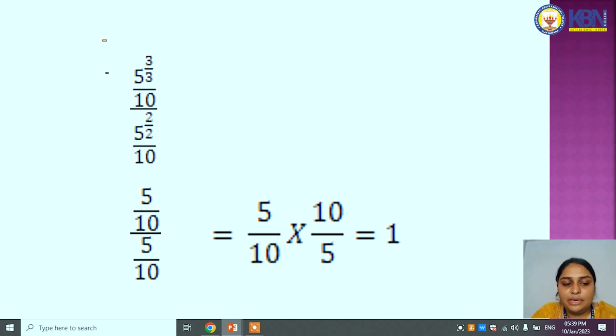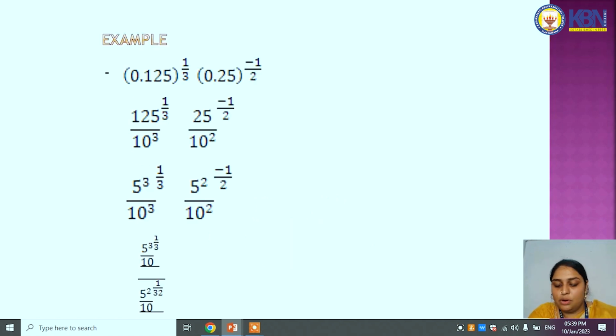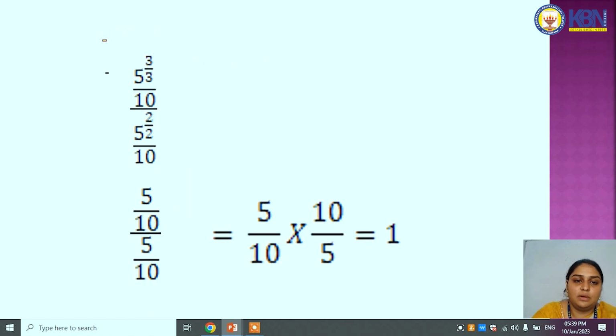When we divide two fractions, the denominator fraction becomes the reciprocal. Then we get 5/10 into 10/5. 5 and 5 get cancelled and 10 and 10 get cancelled, which results in 1. Therefore, the value of (0.125)^(1/3) into (0.25)^(-1/2) is 1. Thank you.